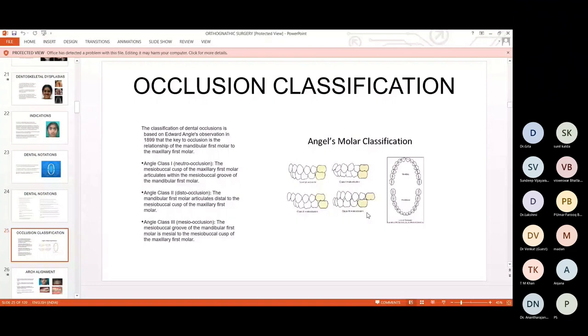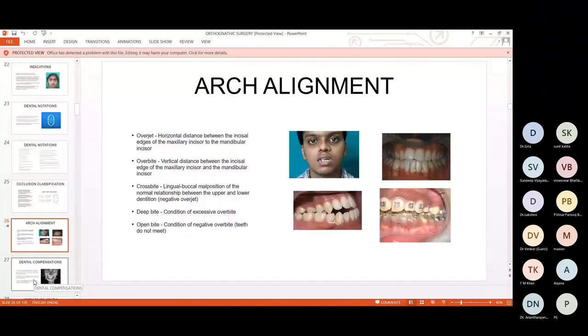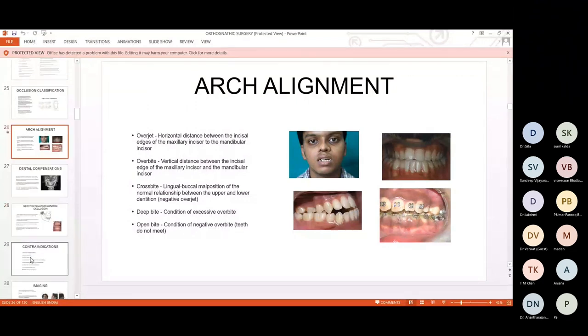There can be a lateral cross bite. There can be an anterior overbite. There can be various other types which can happen with this. As you can see here, there can be an overjet, overbite, cross bite, deep bite and an open bite. So this is endless actually. There are so many things which keep on coming onto this.